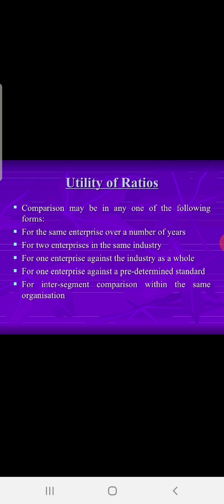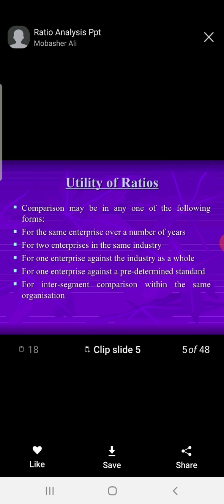Why are ratios calculated for assessing the financial statement? They show the same enterprise over a number of years, and two enterprises of the same industry, or one enterprise against others. It means it is applicable to business entities as well as financial institutions.